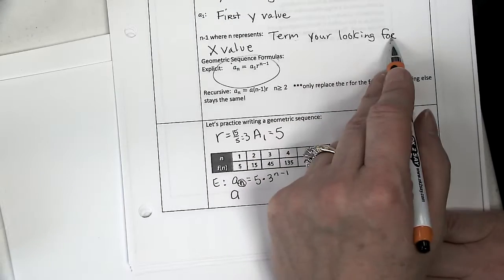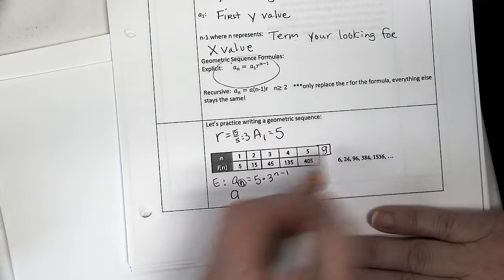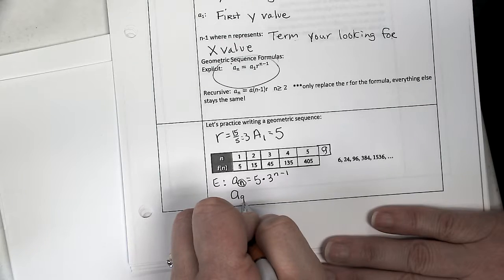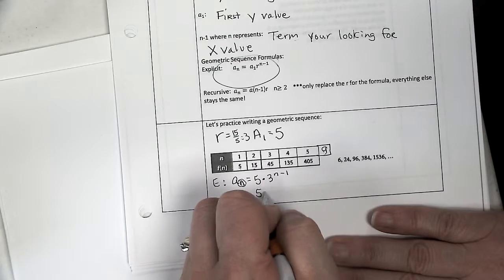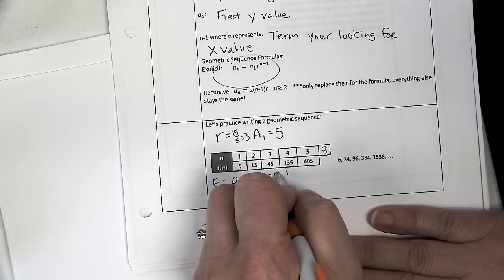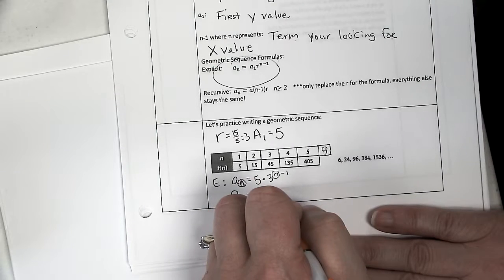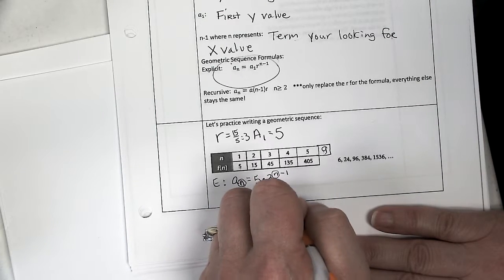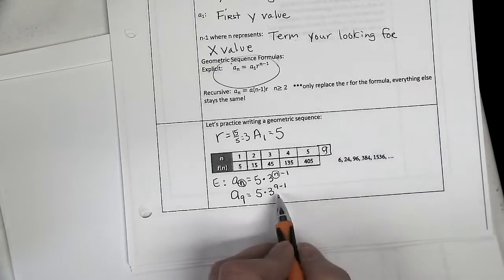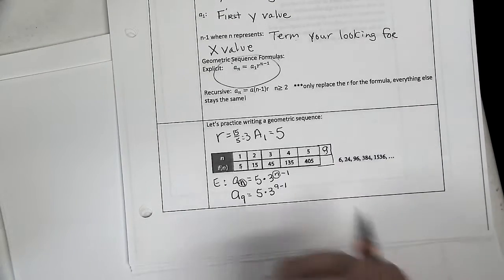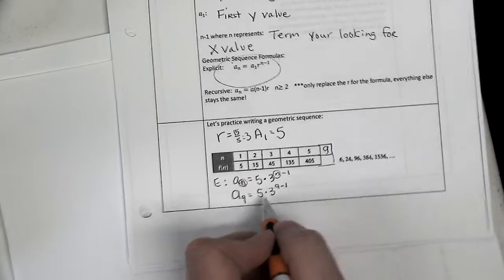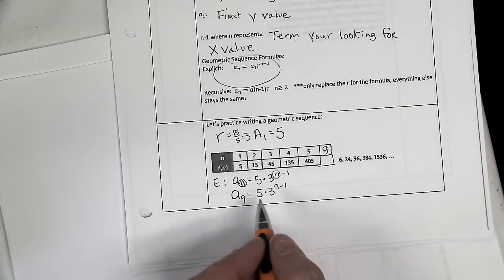9 minus 1. Now if I do this math, it will give me the 9th term. Okay, so let's do this math, and this is where kids need to pay attention because some kids aren't doing this correctly. Do I multiply 5 times 3 first? No, I have to do order of operations, which is my exponents. So I'm going to do 5 times 3 to the 9th power. So go ahead and do that math.